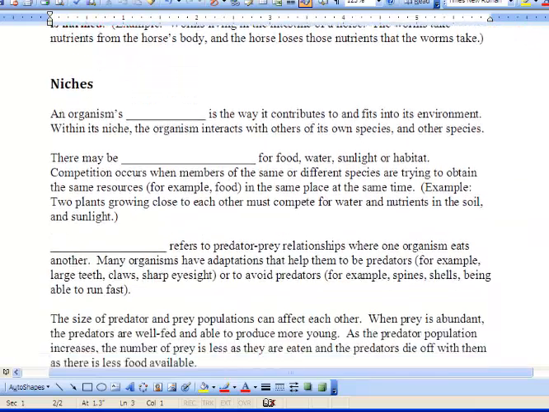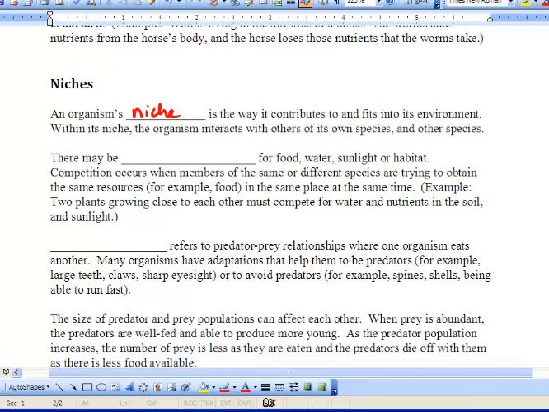Now, next we've got a niche. Now, a niche is an organism's way it contributes and fits into its environment. Now, within its niche, an organism interacts with others of its own species and other species. So, for example, this would be like a squirrel. It lives in a certain part of trees, and it's going to go and collect certain types of nuts. That would be its niche. It's not going to go try to eat a deer. That's outside of its niche.